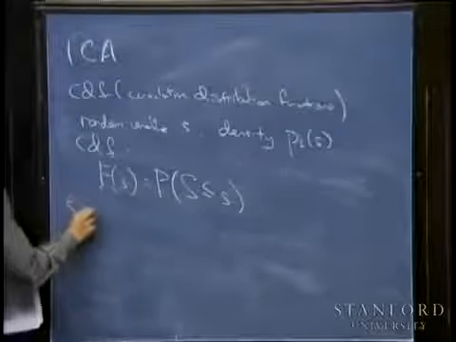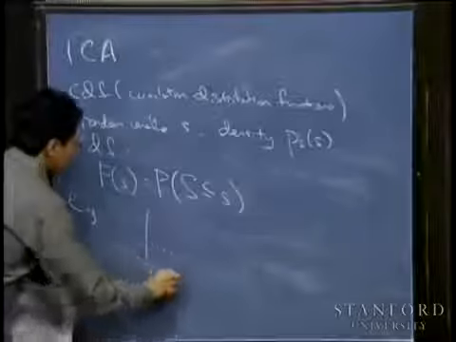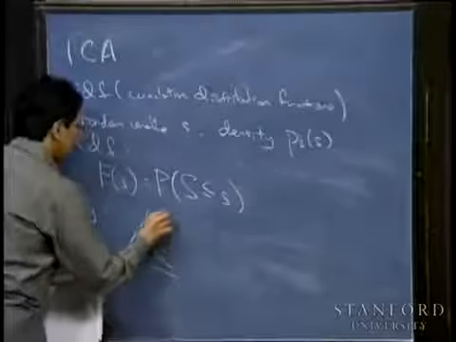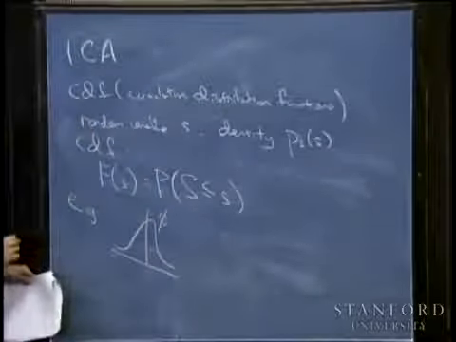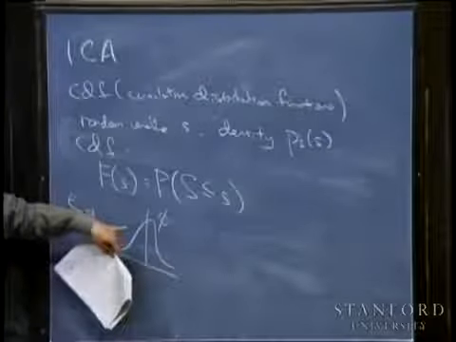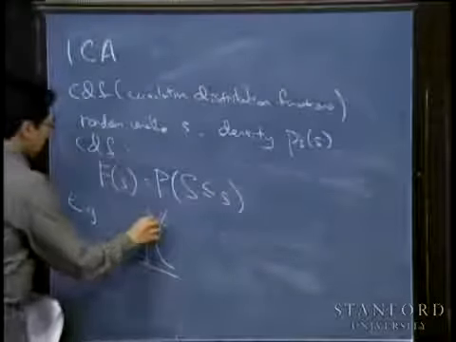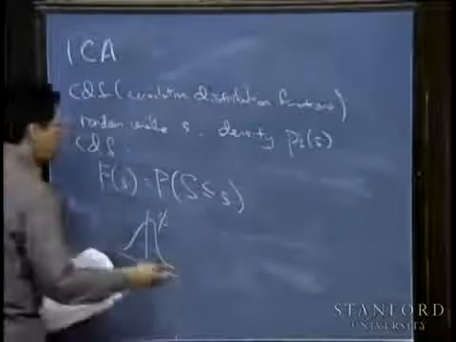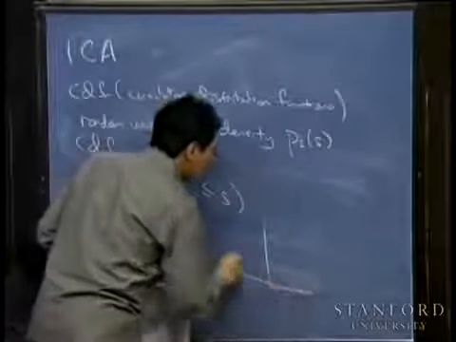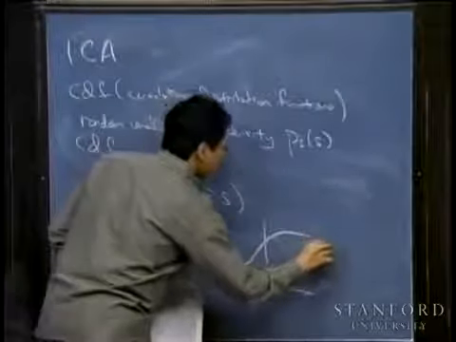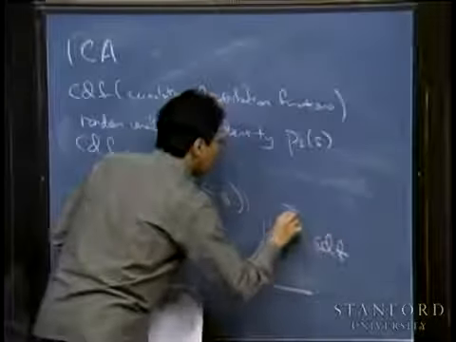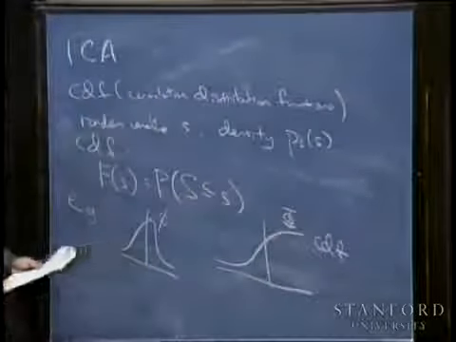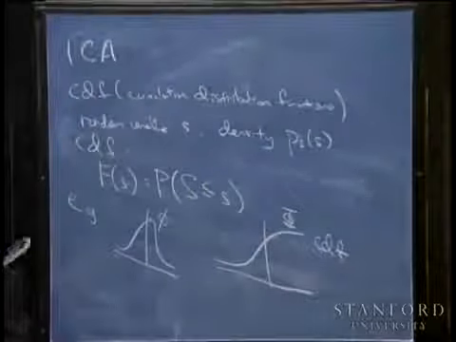For example, if this is your Gaussian density, the density of a Gaussian is usually denoted lowercase phi. That's roughly a bell-shaped Gaussian density. And then the CDF for the Gaussian will look something like this. It'll be the capital function Phi.